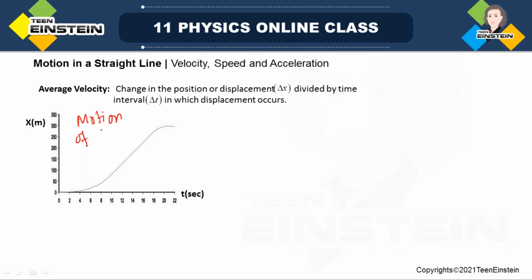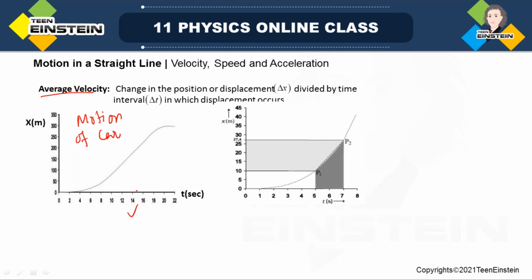Now if we want to graphically interpret, this is the motion of the car which I showed in the beginning. I will try to find the average velocity for this car and represent it graphically. If we draw this curve in a magnified form up to 8 seconds, this is the magnified figure of the curve.